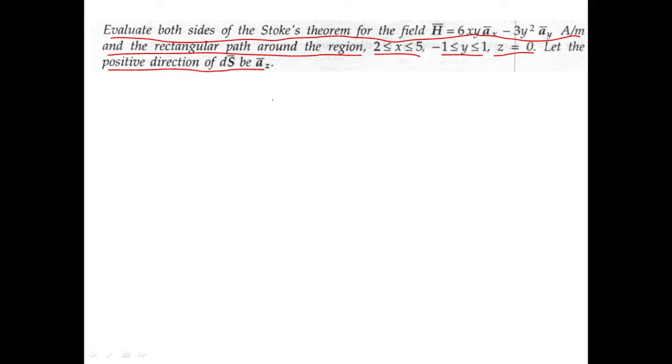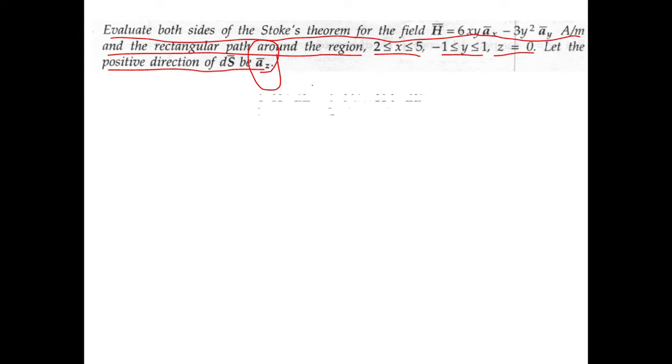So this is in which coordinate system? That is the first thing you have to see. So it is clear that it is given in the Cartesian coordinate system. Now for the rectangular path, x is between 2 to 5, y is between minus 1 to 1, and z is equal to 0. Z equal to 0 means it is the xy plane, that is known, right? So obviously the normal direction will be dS cap, right?